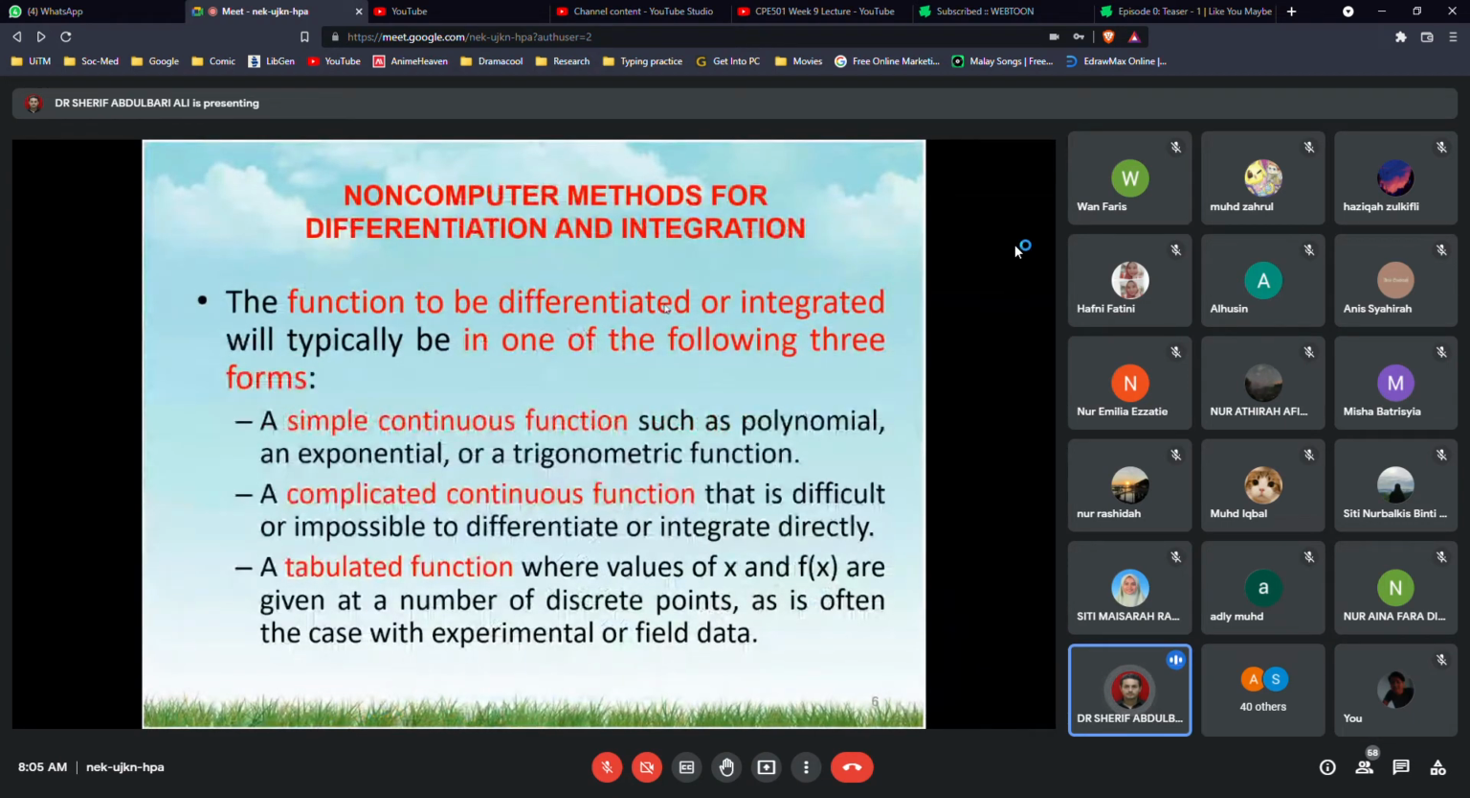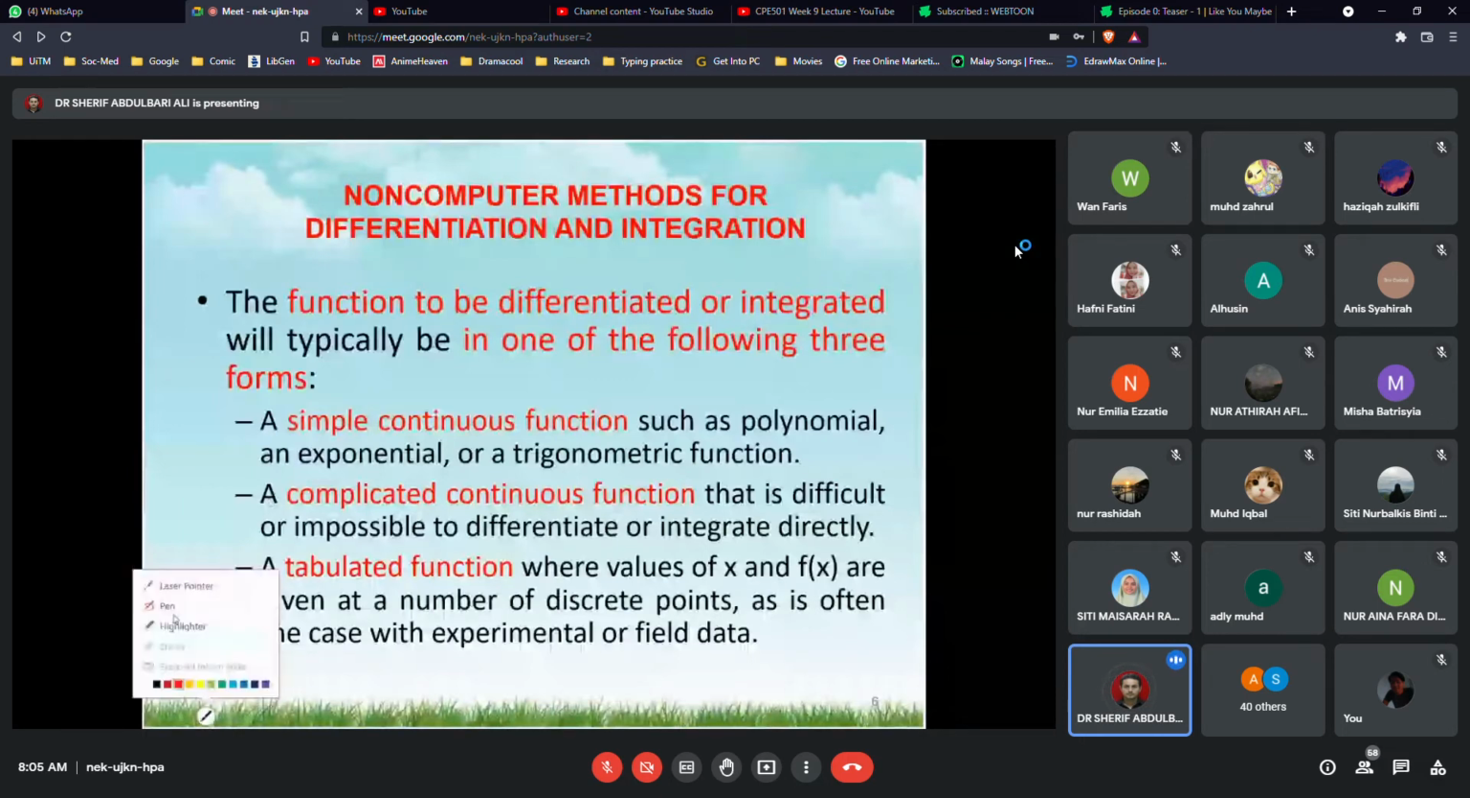So for the non-computer methods, for differentiation and integration, both of them are the same. The function to be differentiated or integrated will typically be one of these three forms. The questions coming from this chapter are going to be one of these forms. Maybe you are going to have a simple continuous function, such as a polynomial or exponential. Or maybe you are going to have a complicated continuous function. It's going to be difficult or impossible to integrate directly.